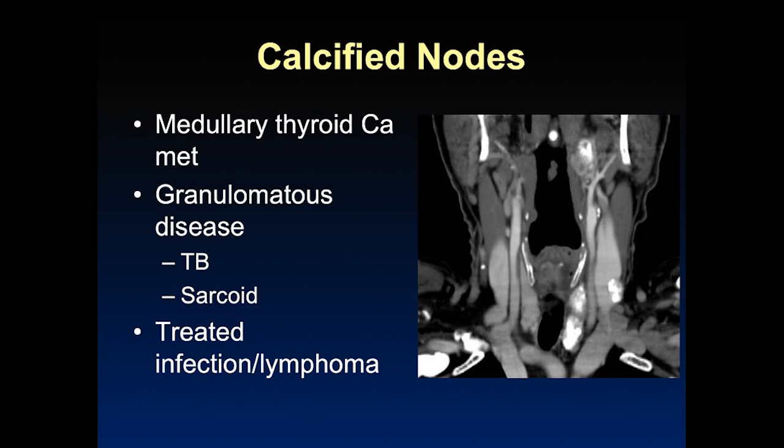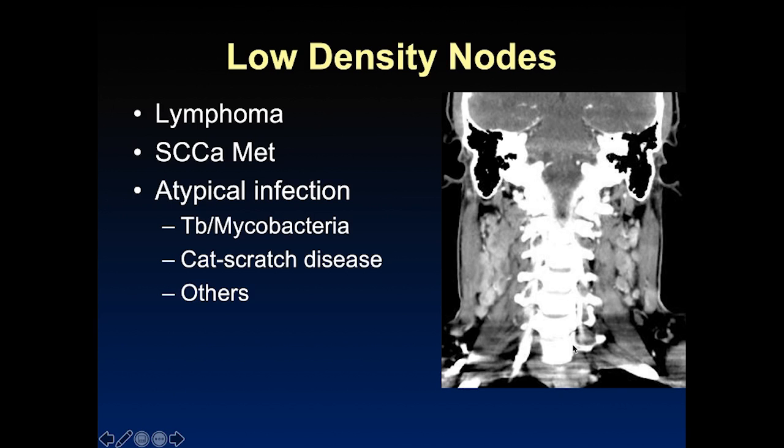What about nodes that contain dense calcifications? When you see that, medullary thyroid cancer metastasis comes to the top of your list, as does granulomatous disease such as TB and sarcoid. Treated infection and treated lymphoma can also have this appearance, and these are examples of bulky medullary thyroid carcinoma mets in the left neck, and also you can see the primary in the left thyroid gland.